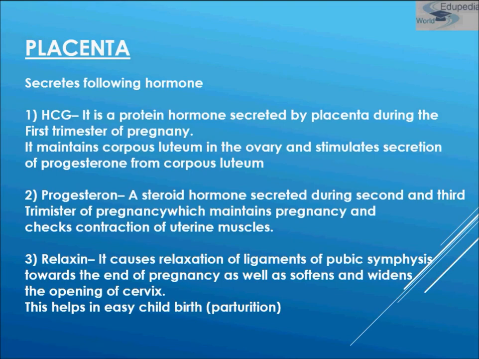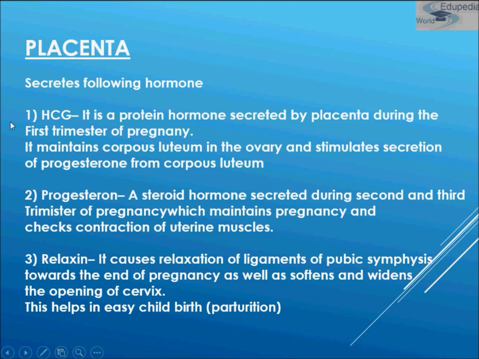Placenta is a temporary endocrine structure which is an intimate connection between the fetus and the uterine wall of the mother for the exchange of nutrients, oxygen, carbon dioxide and other metabolic waste. It secretes the following hormones, and which are those?